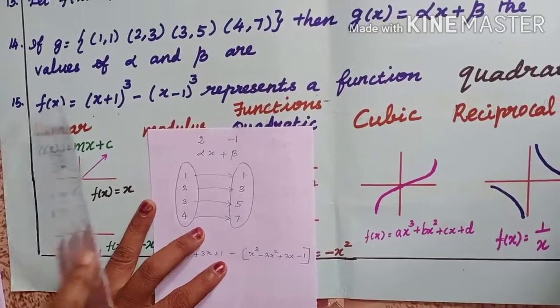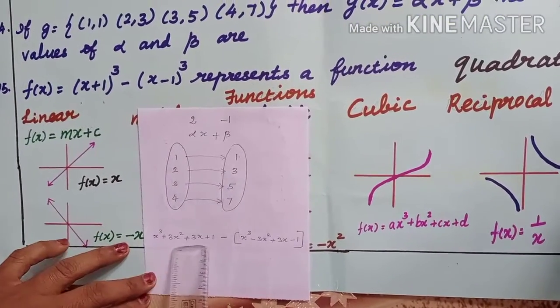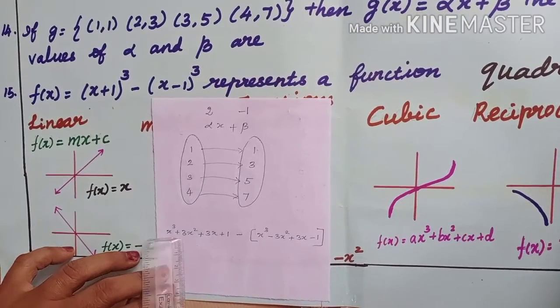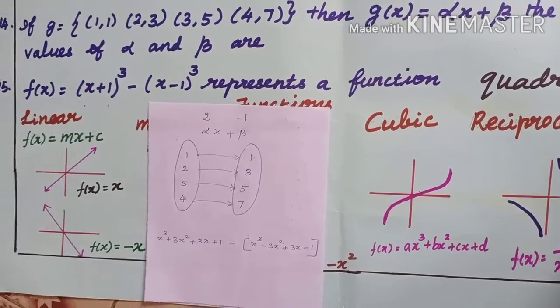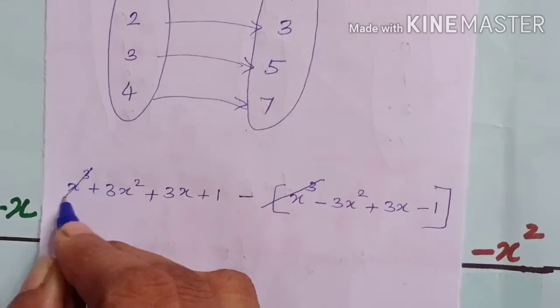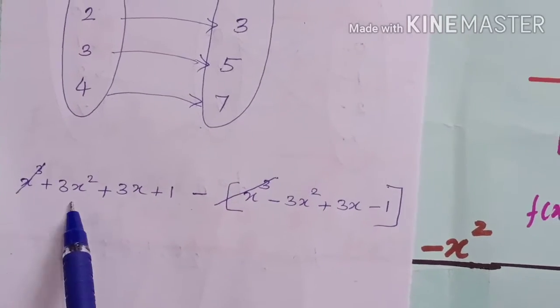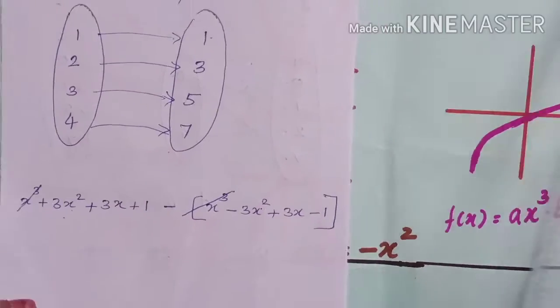So the 15th question: represent which function it is. So the expansion of (x plus 1) cubed is x cube plus 3x square plus 3x plus 1. This expansion is here. So minus x cube and plus x cube are cancelled. You will get the answer in x square. So this is a quadratic function.